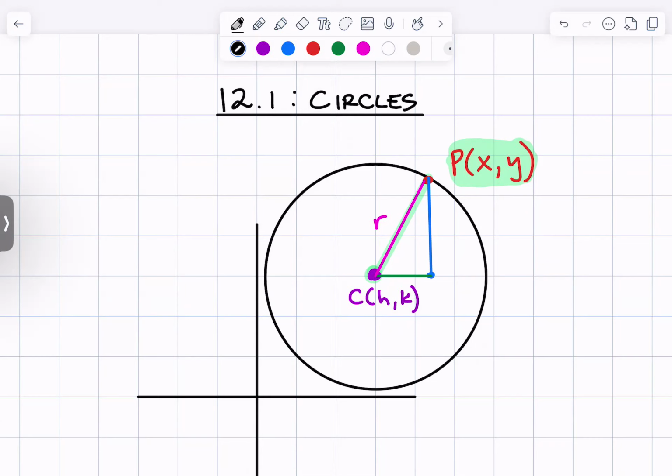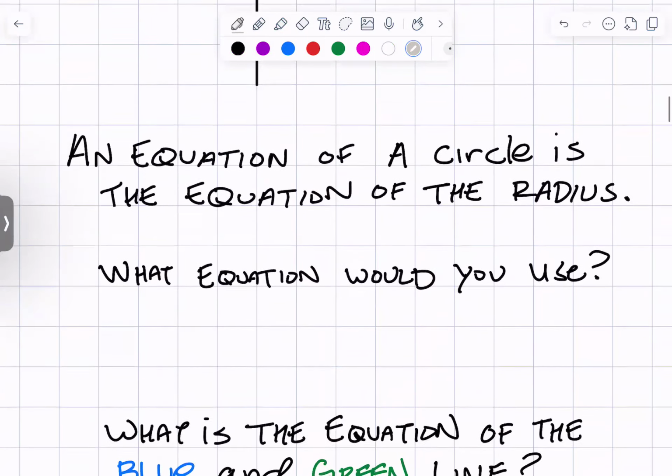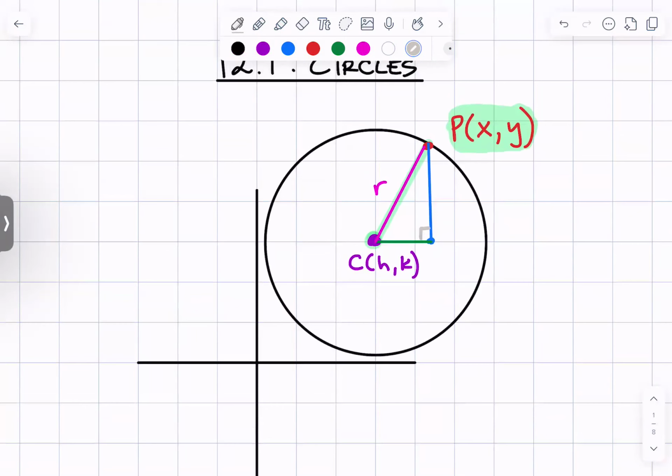Okay. So here we have a right triangle. My first question to you is, what equation would you use to solve for the radius? How will we get the radius? Let's say, for example, if this was 3 and if this was 4, how would you get the length of the radius? Anybody?